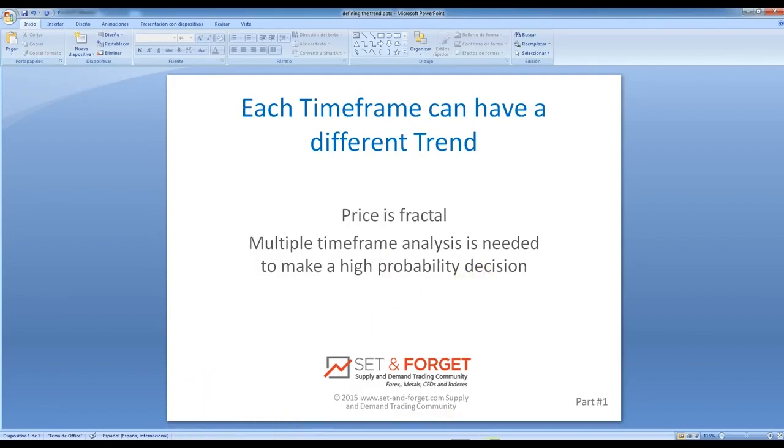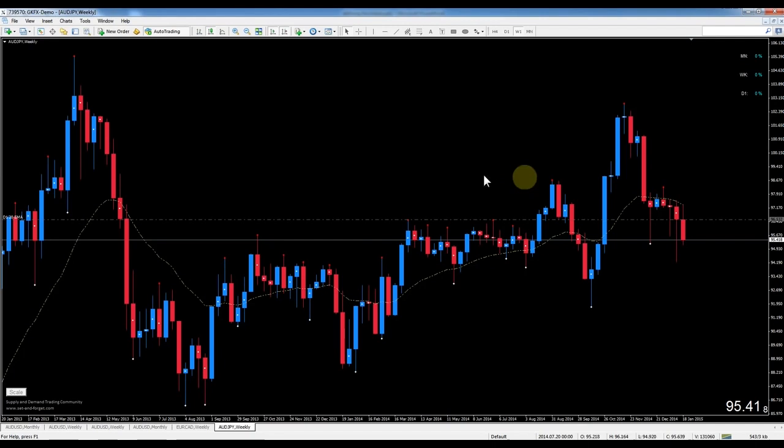Okay, so when we look at the chart, any time frame on any pair or any instrument, each chart can have a different trend defined by the imbalances that we have taken out and respected, or how we define the trend lines. Okay, so we will have small chapters describing each of those nuances.